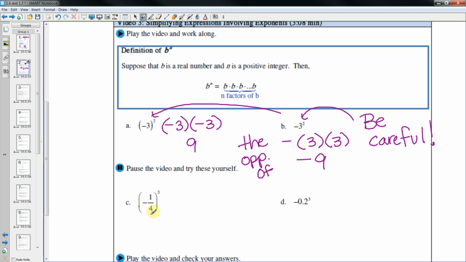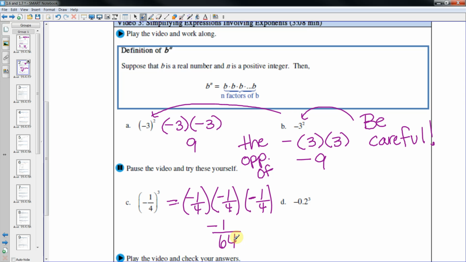Alright, negative 1/4 cubed. So this time I'm taking it to the third power. Again, times itself 3 times. Again, remember, if we have a negative number and we're going to do it an odd number of times, I should end up with a negative result. So this is going to be negative 1/4 times negative 1/4 times a third negative 1/4. Negative 1 times negative 1 is positive 1. Positive 1 times negative 1 is negative 1. So that took care of the negative on top. 4 times 4 is 16. 16 times 4 is 64.